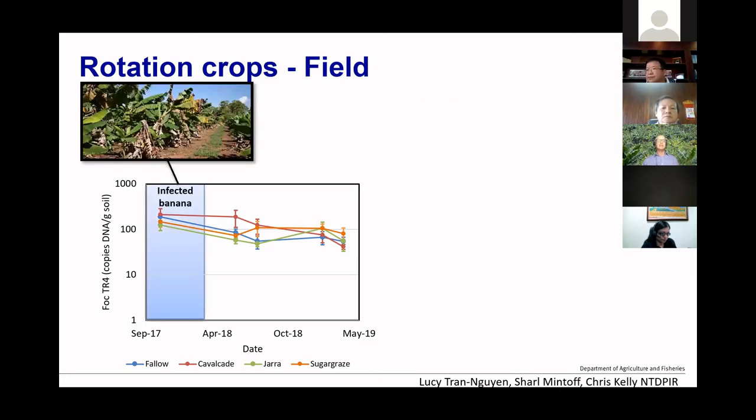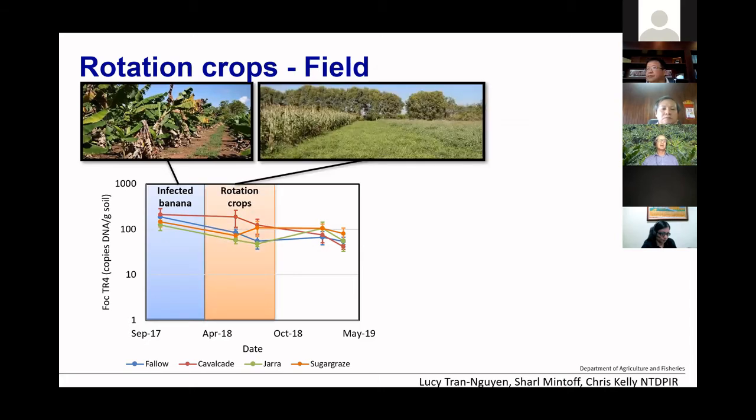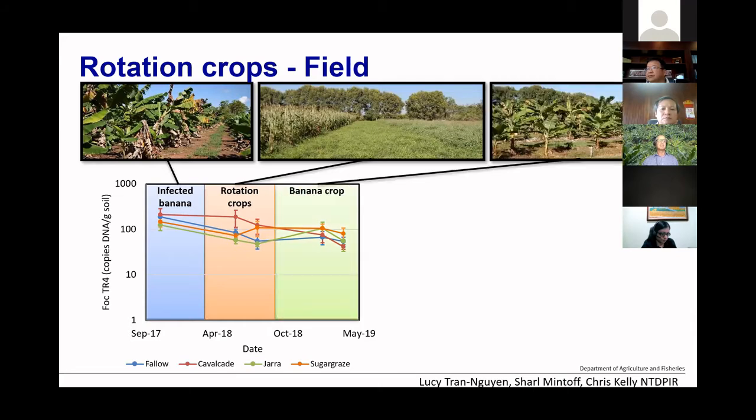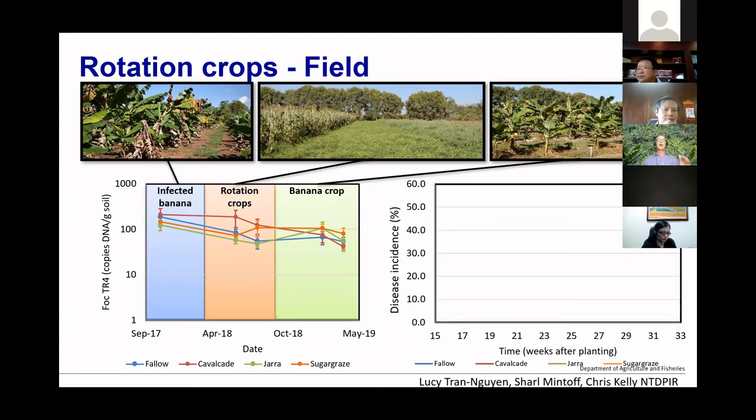And the samples corresponded to the previous crop of infected bananas, the rotation period when the different crops were grown, and the subsequent banana crop following the rotations. And as you can see, there was very little difference, and it certainly was not significant, in the TR4 DNA recovered from the soil between the different treatments or between the different phases in the crop cycle. However, there were differences in disease incidence determined by the external expression of Fusarium in the subsequent banana crop.